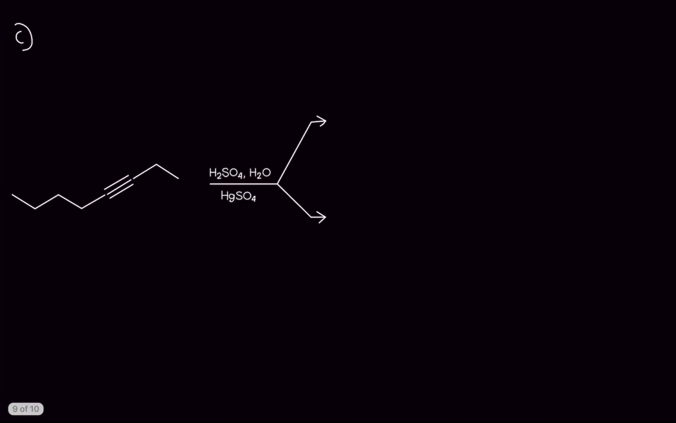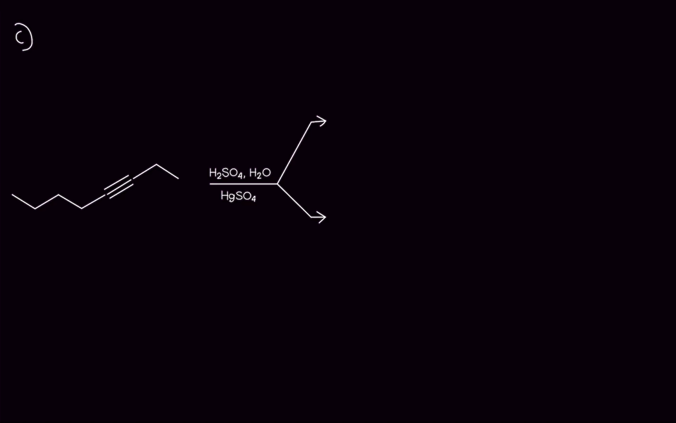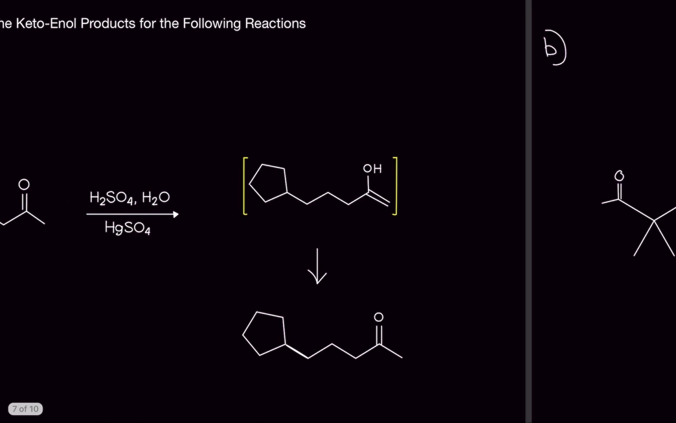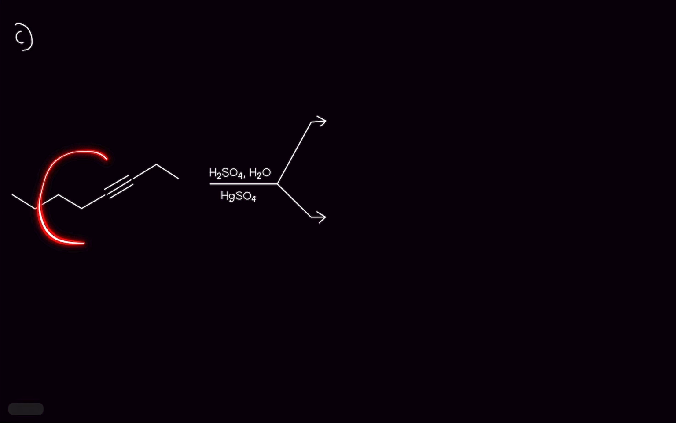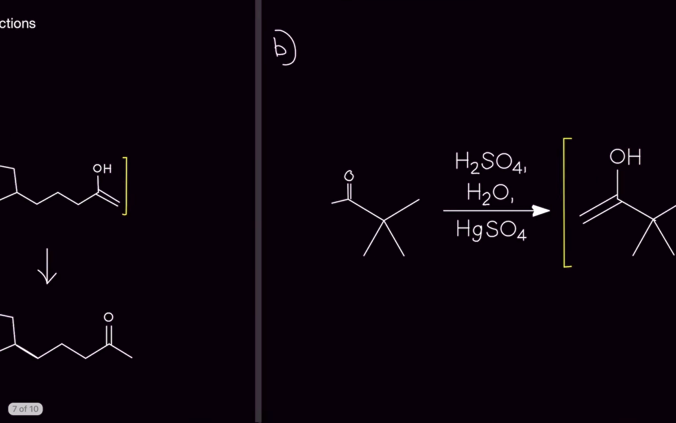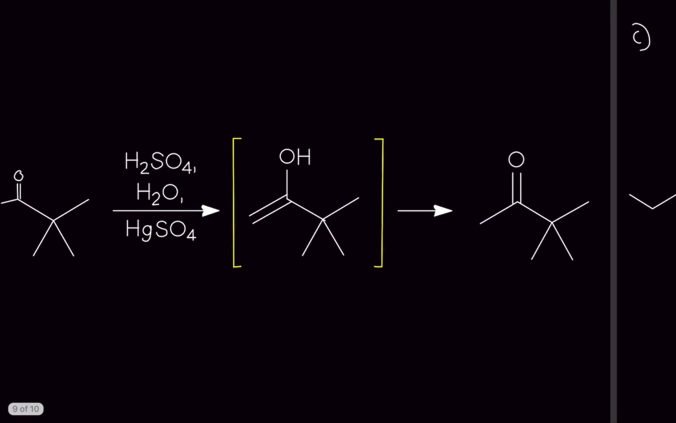Okay, C. Now we have an internal alkyne. How do I know this? You'll see that we have 1, 2, 3, 4 carbons in a linear fashion in a straight line. So this is our key that we indeed have an internal alkyne and that this is not symmetrical. The R groups are not equal. So we're going to have two answers. Like I said, two answers. Here's the trick. Let's do one of them.